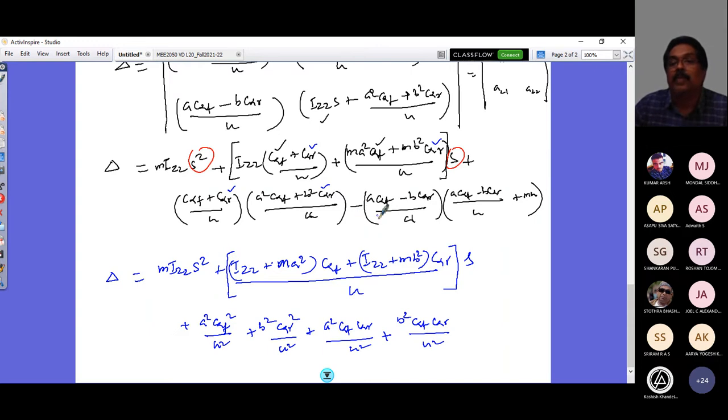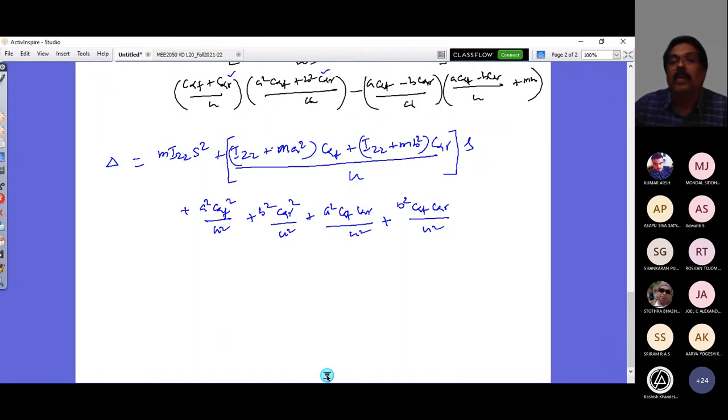And then here, no plus minus term mistakes, very carefully I should work out. So here you'll have first term, when I multiply this A square minus term, so minus A squared C alpha F square by U square minus B square C alpha R square by U square.